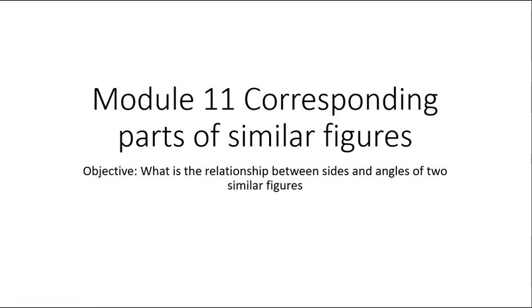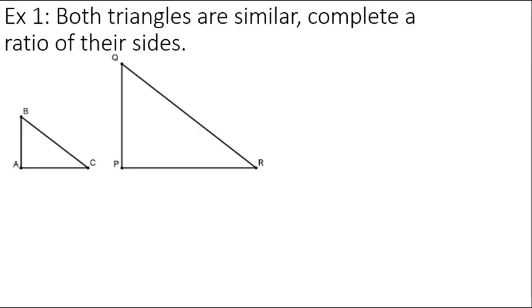Okay, so today we're going over Module 11. It's called Corresponding Parts of Similar Figures. And the objective is, again, what is the relationship between sides and angles of two similar figures? So let's start off with this first one.